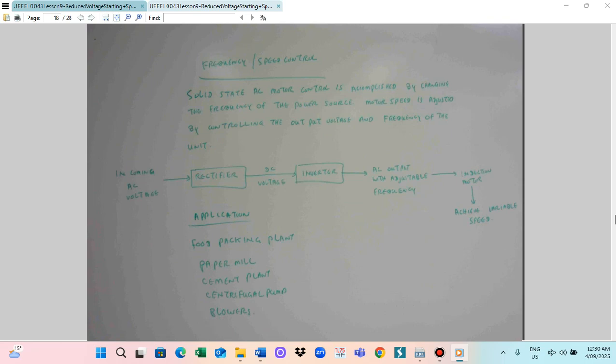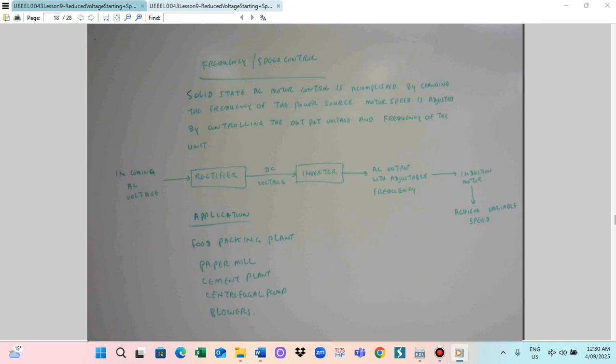Those methods and the automatic starter are used for speed control. We use a solid state starter. The incoming voltage is AC voltage, so we use a rectifier to convert it to DC. Then this DC voltage is put into the inverter. The inverter is a switching mode circuit, and the switching speed determines the output frequency. So this variable frequency is produced by the switching inverter.